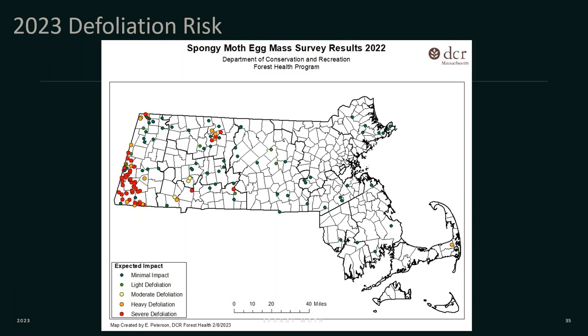So it is still present out there, and if conditions are favorable, we could see some areas of really localized defoliation throughout central and eastern Mass too, but we're projecting the impact mostly for western Mass this year. But with the drought that we saw last year, it also stresses our trees out. And if we do have another year of significant defoliation, we may start to see some oak mortality again in our state.